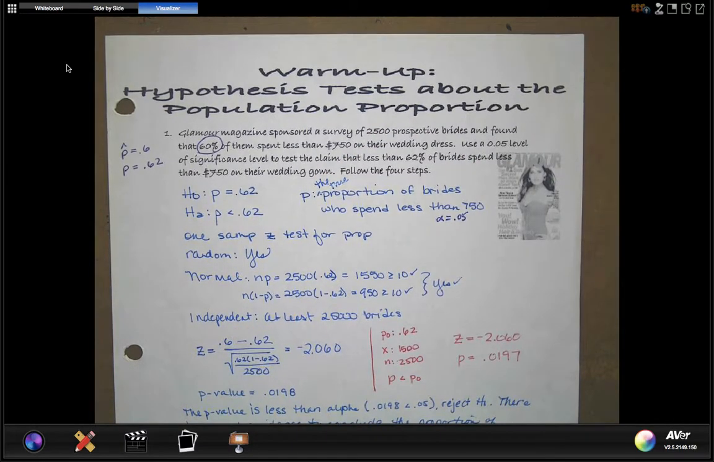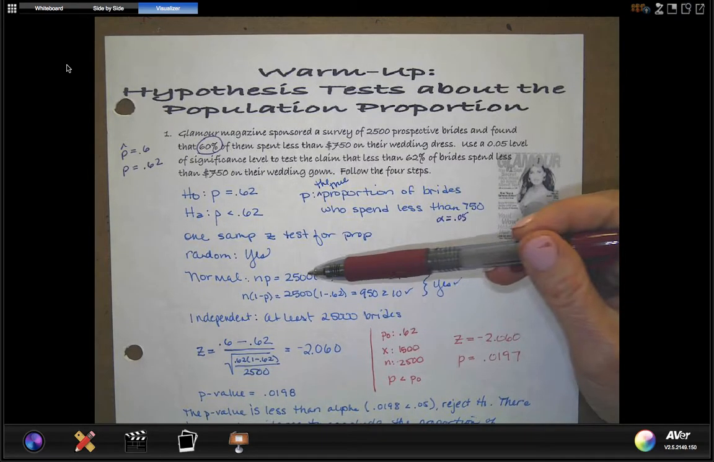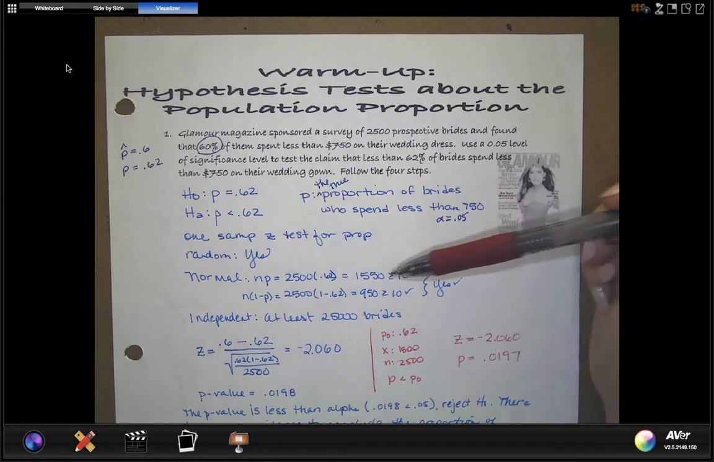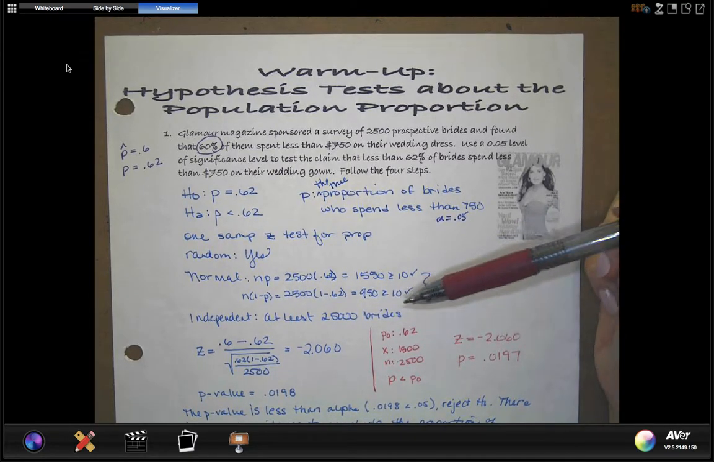All right, so this is a one sample z-test for proportions. Random, so yes, it's stated that they took a random sample. I think I changed here to say randomly selected. The normal check, so again, you're using P here. Both of those are at least 10. We have to assume that there's at least 25,000 brides.